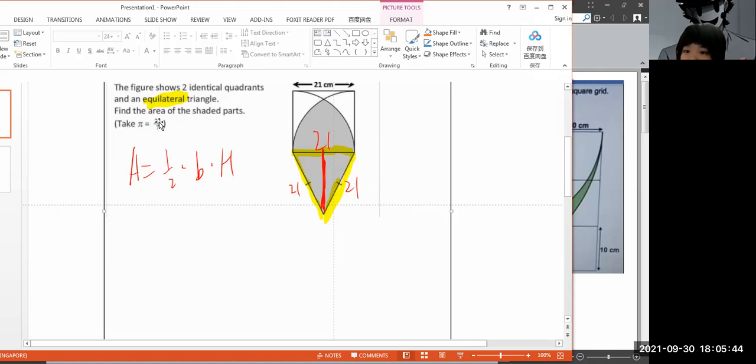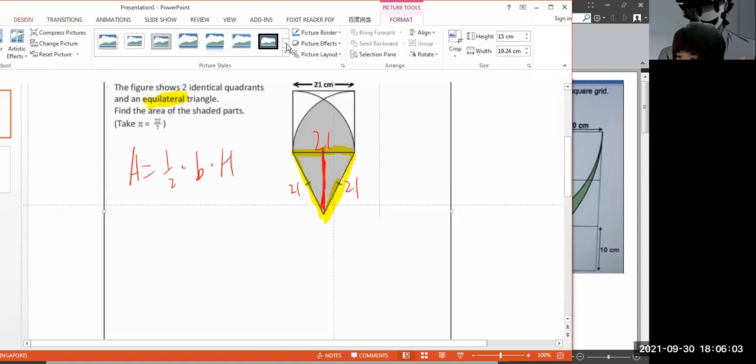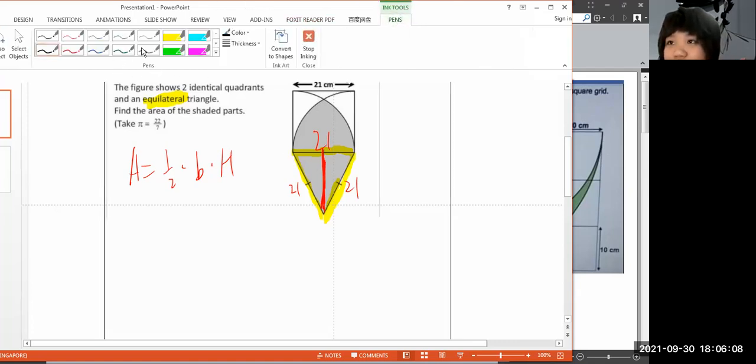Let me see here. Without finding the triangle first, do you have any idea how you can actually find this part? Let me highlight it. Do you have any idea how you can actually find this part? Which part? This one. Okay, try. But I don't know if it's correct or not. What's your strategy finding this?